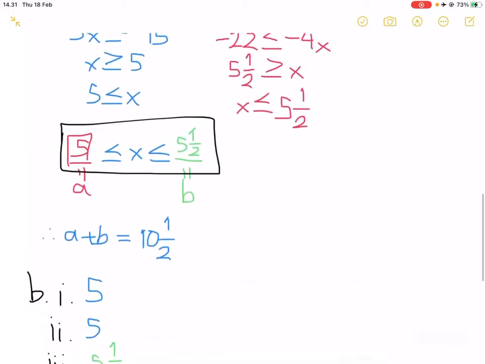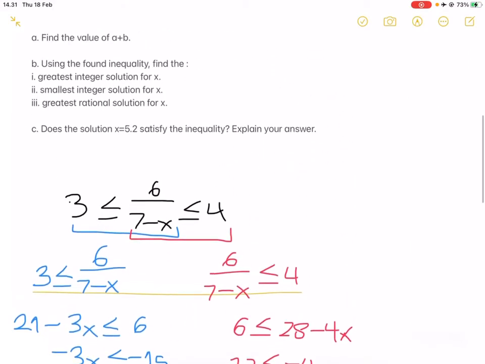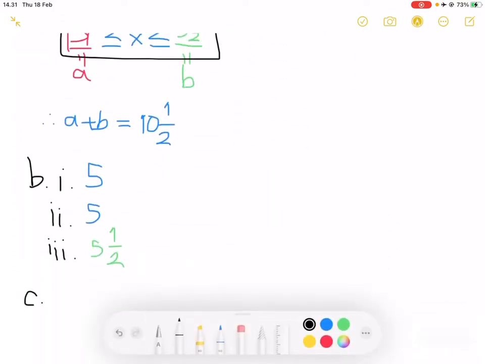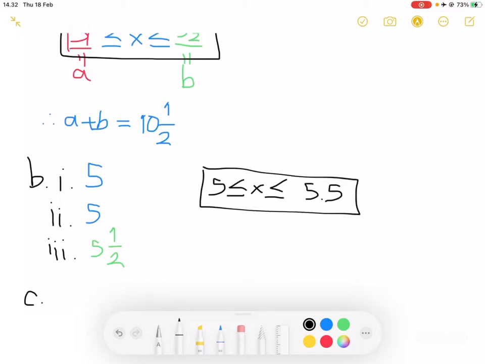Alright, for C, does the solution x equals 5.2 satisfy the inequality? And we need to explain our answer. So keep in mind, we have found our solution, and in this case I'm going to write in decimals right here, just to make it easier.